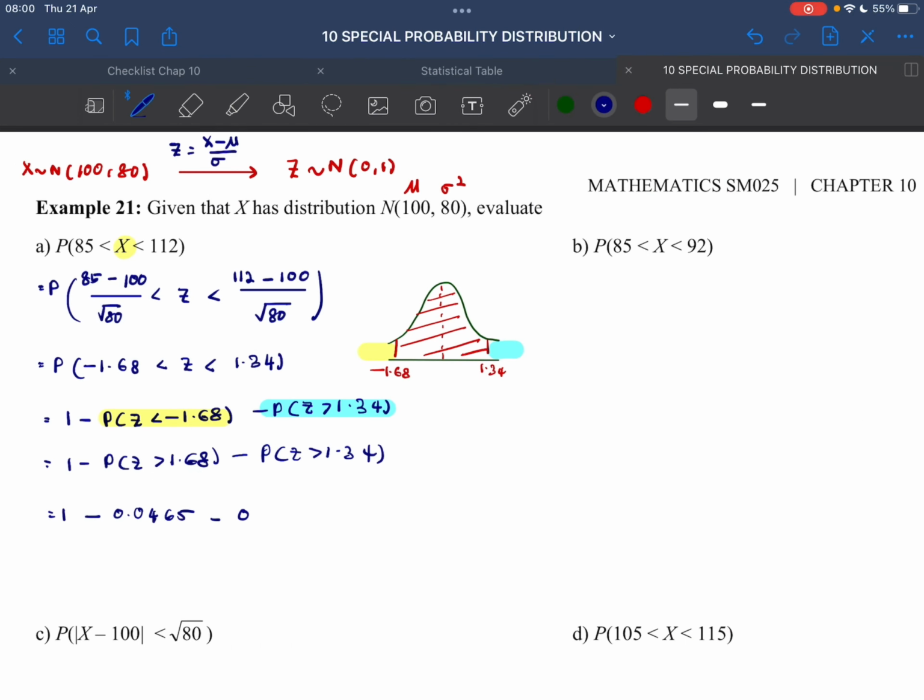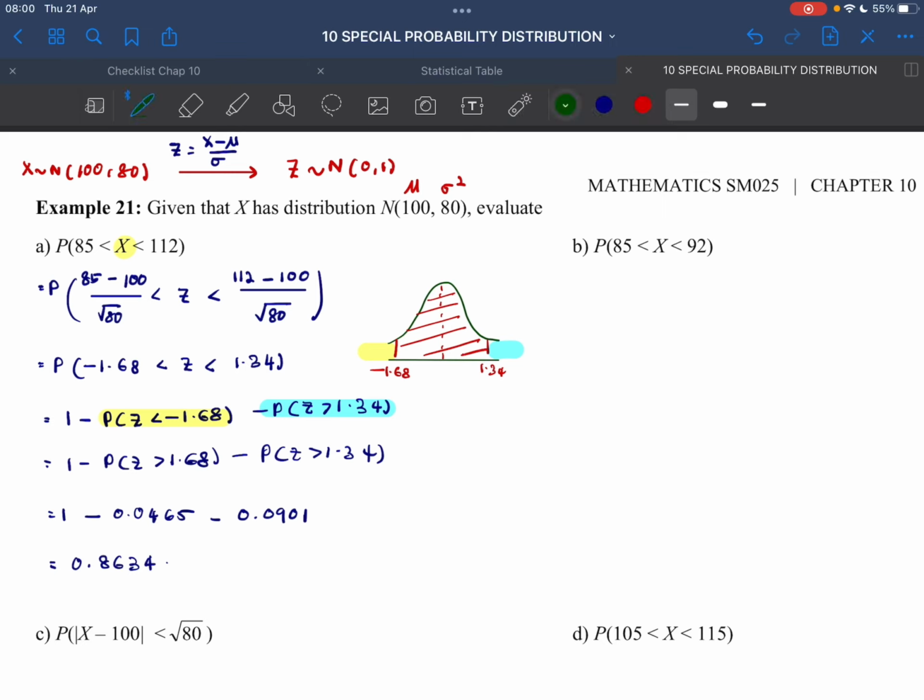Here we have 0.0901, and you just type it in your calculator. You should get 0.8634. So that is how we find the probability: from a normal distribution, we have to change to the standard normal distribution. Okay, so one more time, we do P of x between 85 and 92.